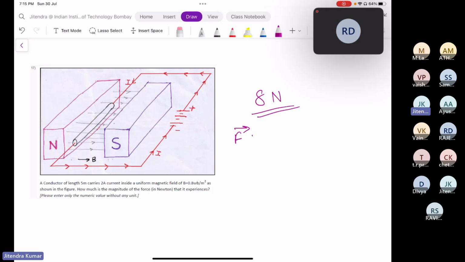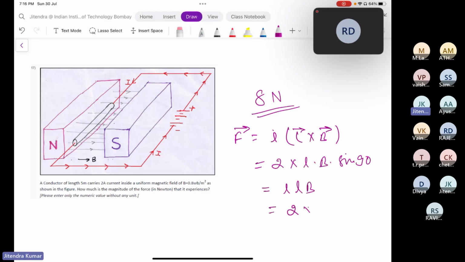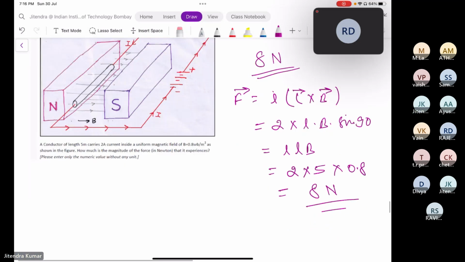So again, as I told you, F is equal to I L cross B. So you just need to apply this formula. Current is 2 ampere, and since the length of the conductor is orthogonal to the direction of the magnetic field, L cross B you can write as L into B into sine 90. So it will be I L B, where I is 2, length is 5 meter, B is 0.8, so 8 Newton. Yes, so you were correct, 8 Newton.